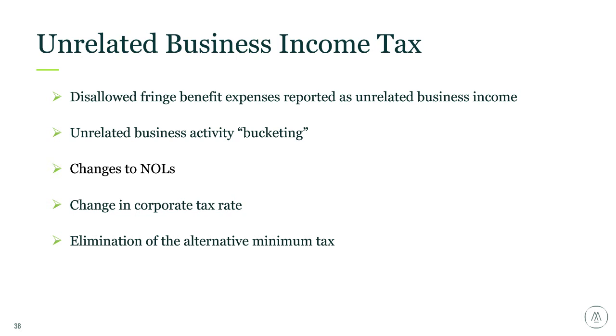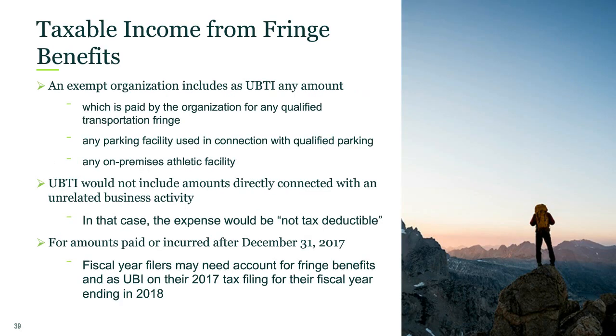So when we look a little closer again at the taxable income from fringe benefits, as I mentioned previously, an exempt org includes in your UBTI any amount that you pay for qualified transportation fringe benefits, a parking facility, and on-site athletic facilities. All those expenses would be a UBI activity. And to the extent that it's already part of a UBTI activity, you just wouldn't get the deduction. And also to the extent that you're a fiscal year taxpayer, 6/30/18 year end, you're going to need to account for these fringe benefits in a split year manner. So prior to 12/31/17 and after, they'll have to be accounted for separately.